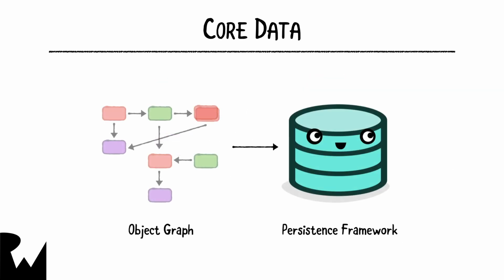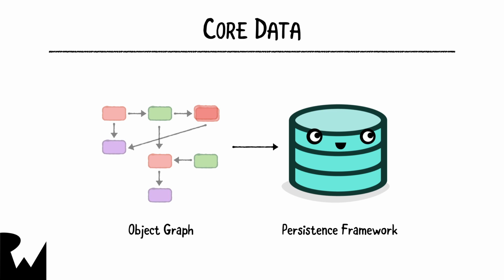But once you have instances of these objects in the graph, you also need to save, update, and delete them based on all the user's preferences and interactions. This is the second job of core data, to provide a persistence framework that handles all of this.